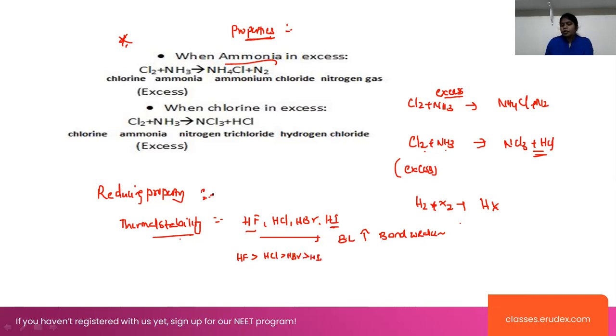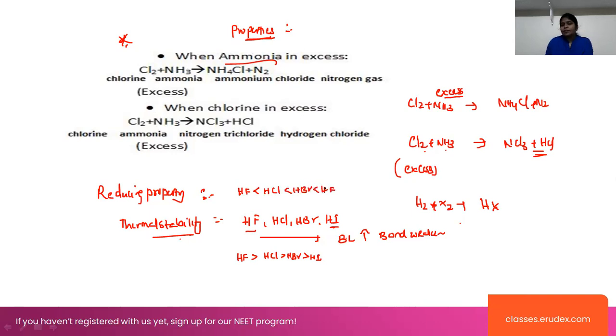What about the reducing properties here? Reducing property means the ability to release the hydrogens. Whenever the size increases, the holding capacity decreases, and the release of hydrogens will be more here. That means we can say that HF is less than HCl, HBr, and HI.